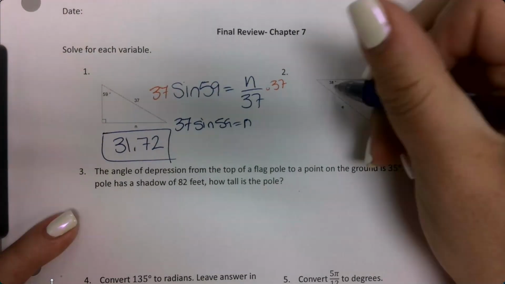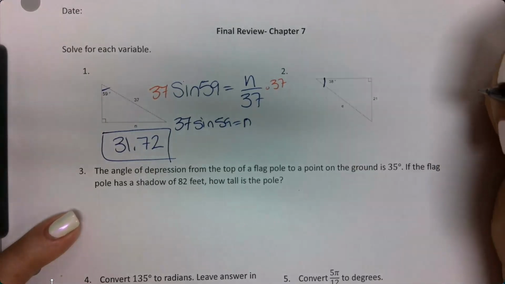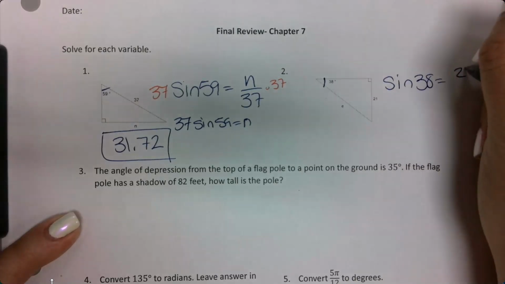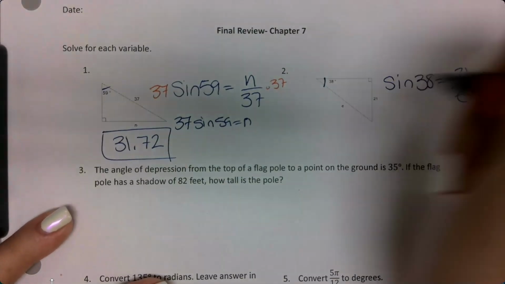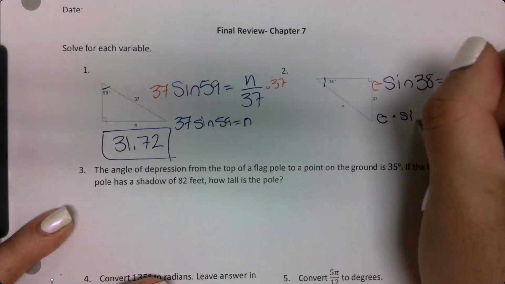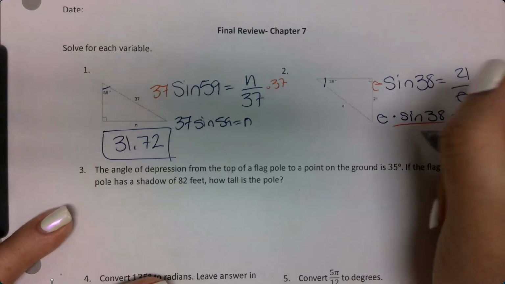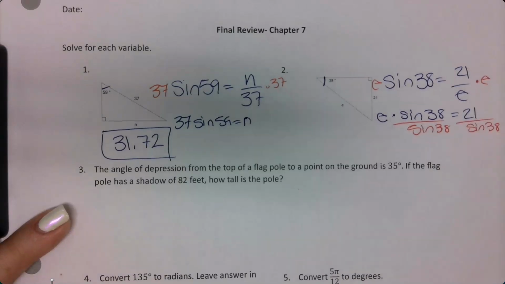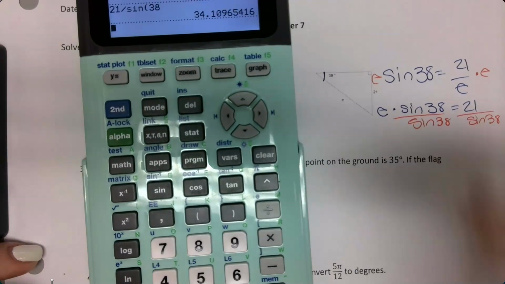Same thing for this next one. I have this angle and my opposite and hypotenuse. So again, sine. This time my variable's on the denominator, so I'm going to multiply both sides by e, which gets me e times sine 38 equals 21. I'm going to divide both sides by sine 38, which gets me 34.11.